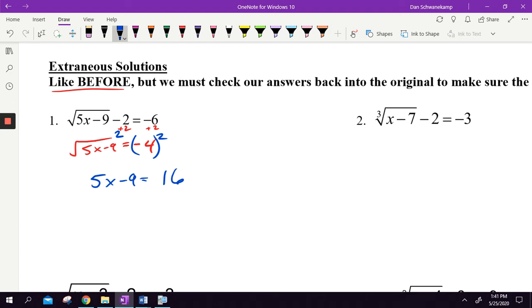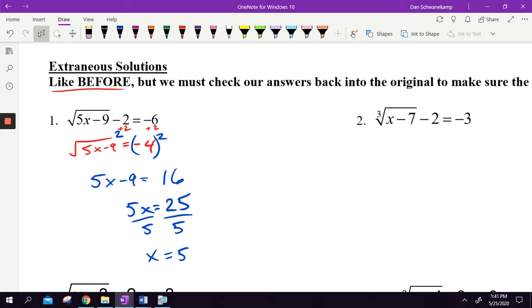I've got to square that with the negative on the inside. That's positive 16. I'm going to add 9. I'm going to divide by 5. X equals 5. At first glance, you might think, oh yeah, I'm good. The answer is 5. But it's not.